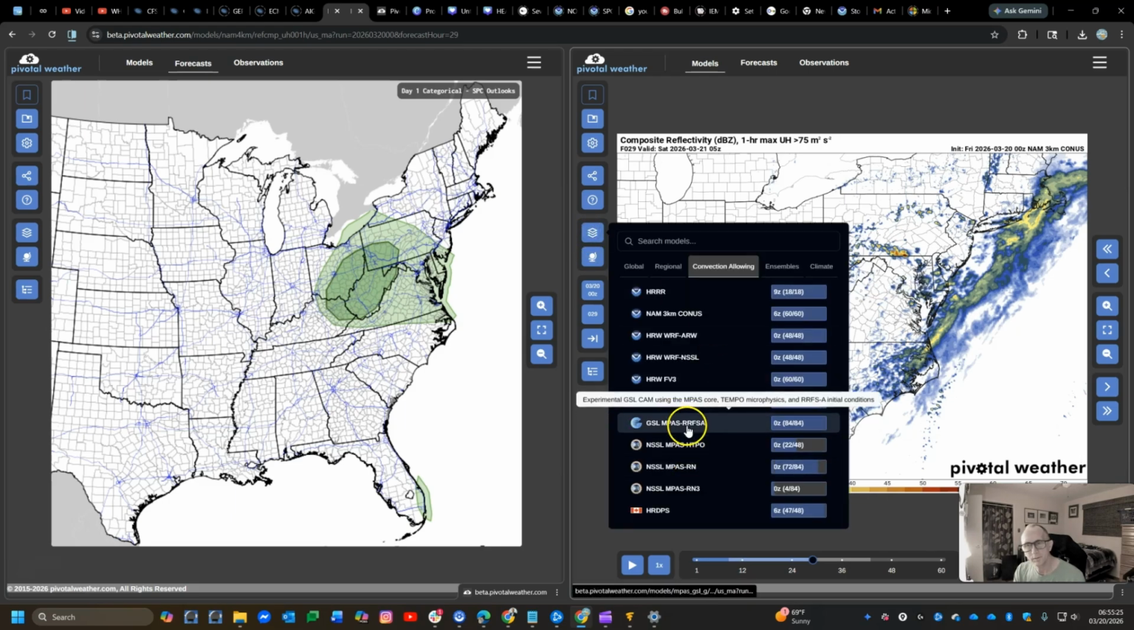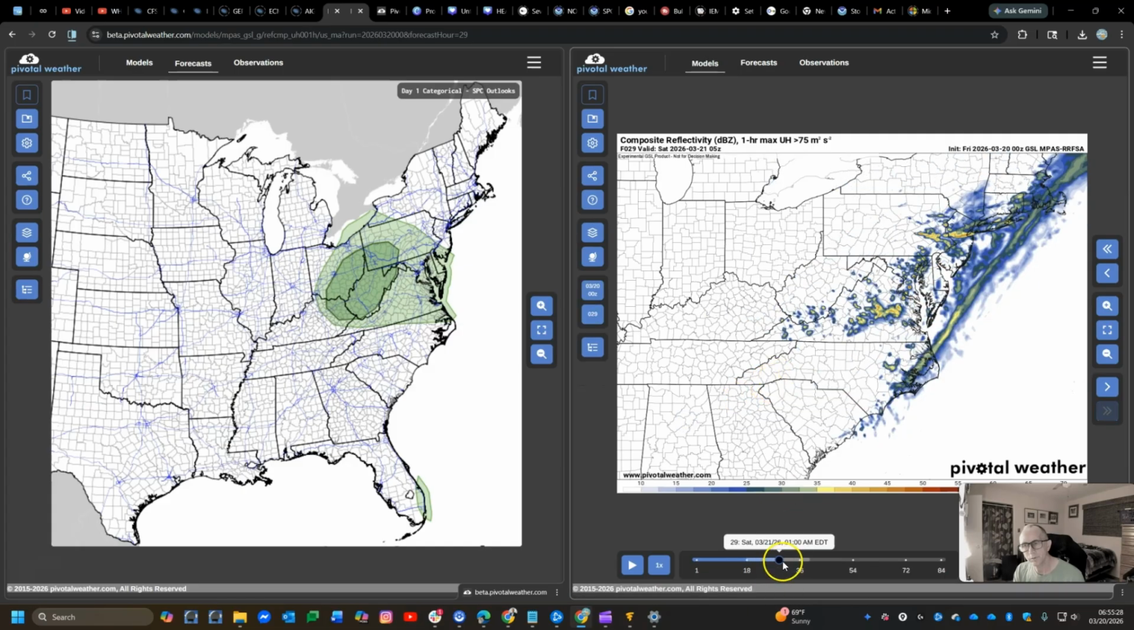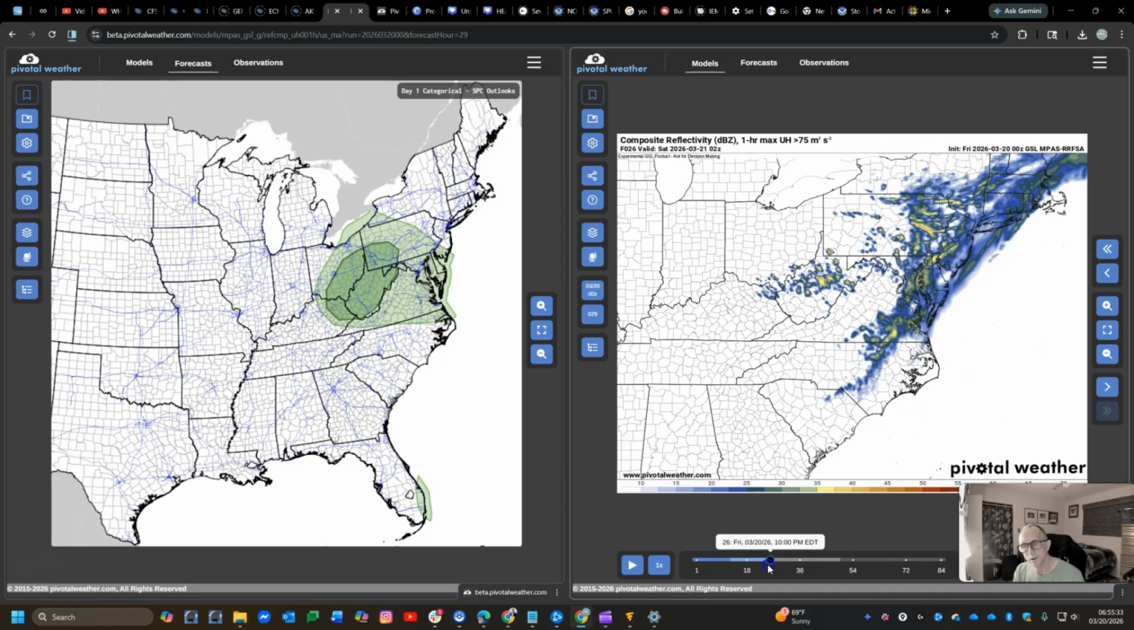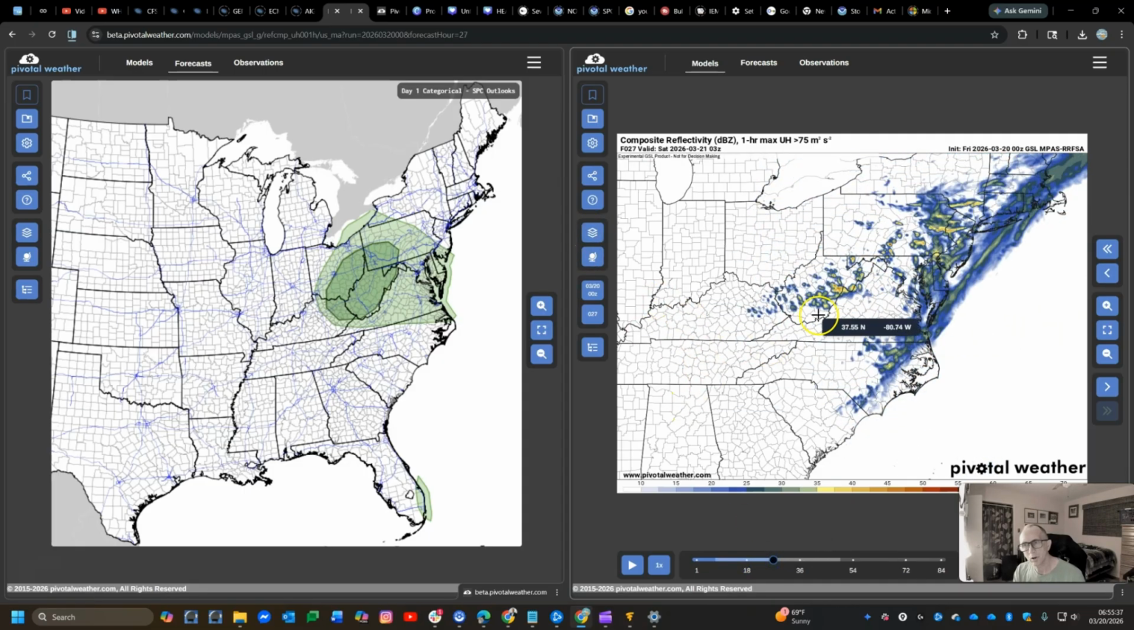Let's look at one of the MPAS models here, see what it shows. It doesn't show much of anything firing behind here that's of note, but overall I think the first push in the afternoon is not going to be noteworthy, but overnight, when we get to the overnight hours, which kind of stinks, but you know, you're going to have a higher threat of severe weather.